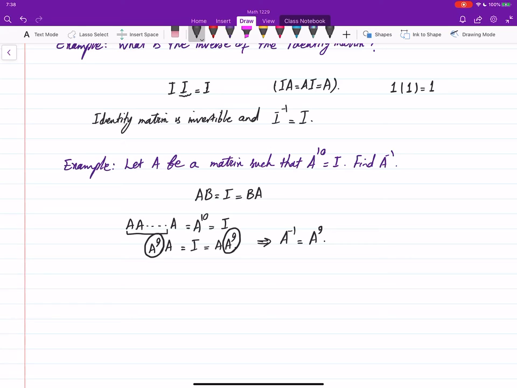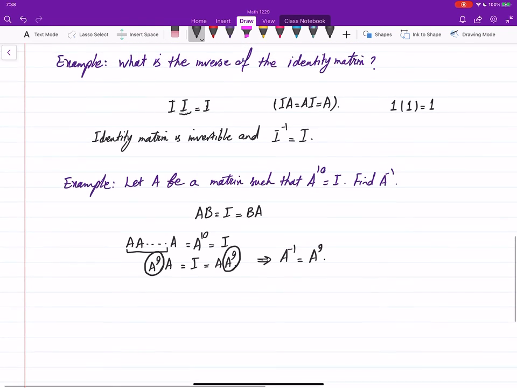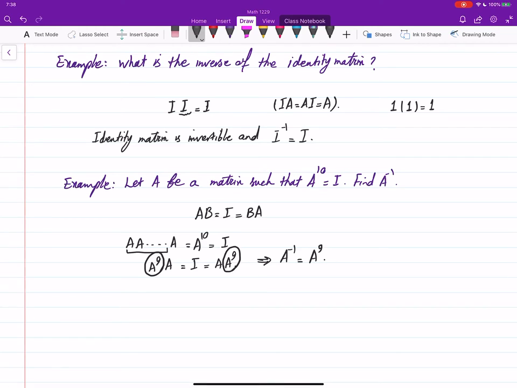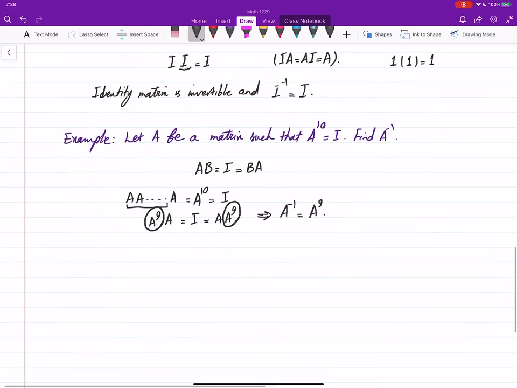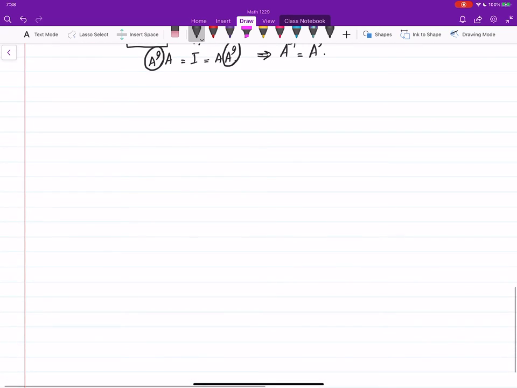Well, we will see more practical examples of inverses, but for the moment I'm leaving these examples here. Finding the inverse of a matrix means that you find a matrix that, when you multiply to your matrix, you get the identity matrix back. Now it's time to go back to the second question.